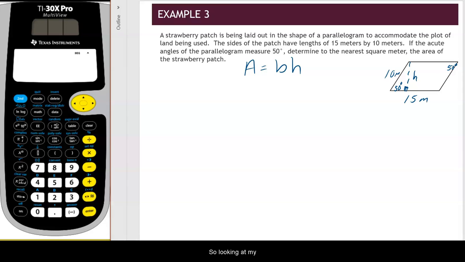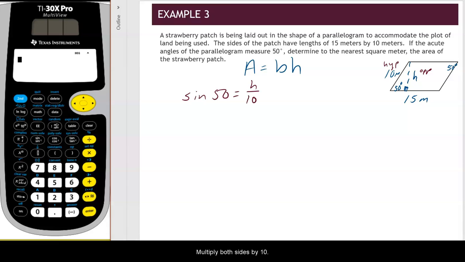So looking at my diagram now, I have a 50-degree angle. I have an H. That H value would be opposite my 50-degree angle. And the 10 meters would be the hypotenuse. Since we have hypotenuse and opposite, we will be using our sine function to find our height. So sine 50 degrees equals H, our opposite, over 10, which is our hypotenuse.